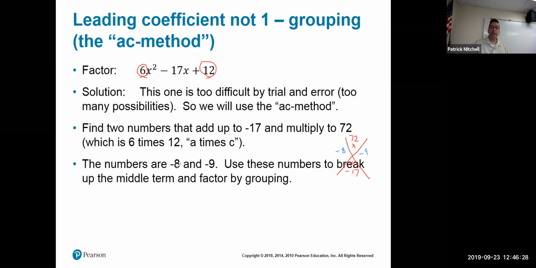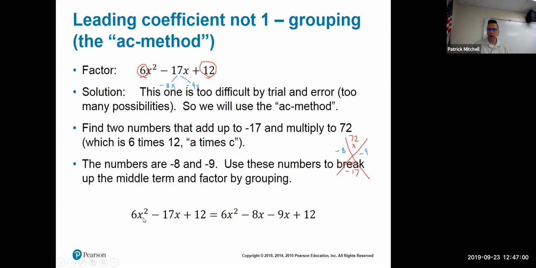Okay, now what you do with that -8 and that -9 is you make this into a factor by grouping problem. You take that -17x and you break it into -8x, -9x. You're going to see this all typed out, but it might be helpful. This is the way that I would normally do it, like on the whiteboard. Break that into -8x, -9x, and what happens is you get this factor by grouping problem.